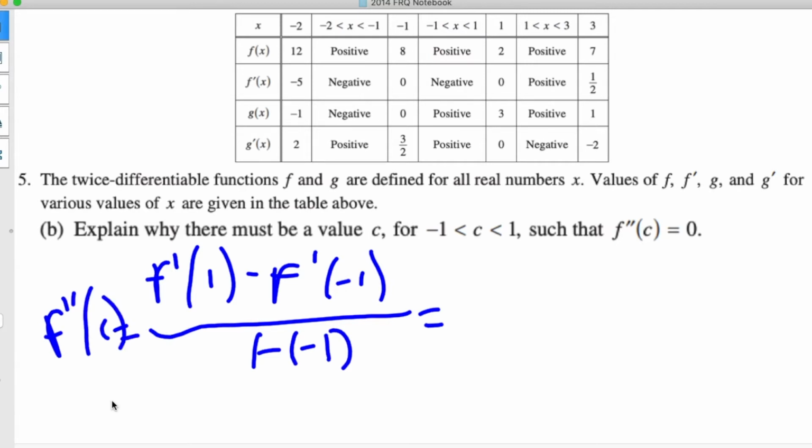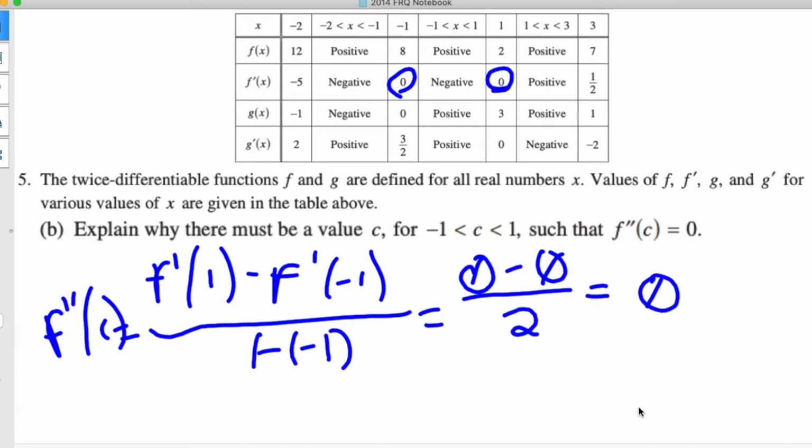Okay, and basically f prime of 1 is 0, f prime of -1 is 0. So we get 0 minus 0 over 1 minus -1, which is 2, but this is going to give us 0. Basically what we just did here is your average value, also known as the mean value theorem. So that's your explanation, justification, whatever you want to call it, for part B.